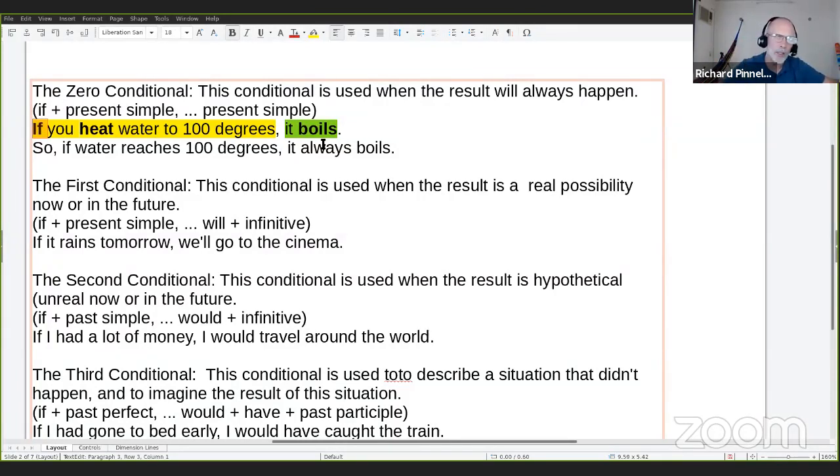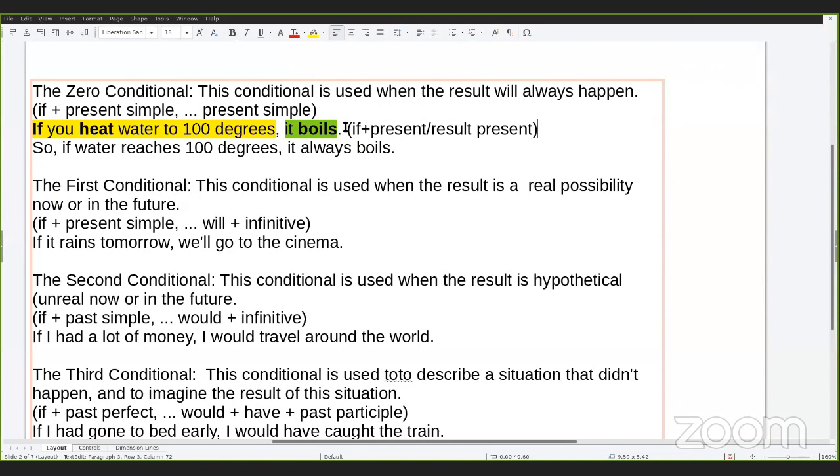So the zero conditional, a conditional that we saw before, is used for facts, things that always happen. And we saw here that the two verbs are in the if clause, it's if plus present tense, and in the result clause, it's also present tense. Both the verbs in this conditional are in the present tense.